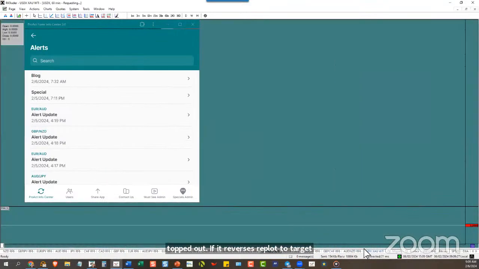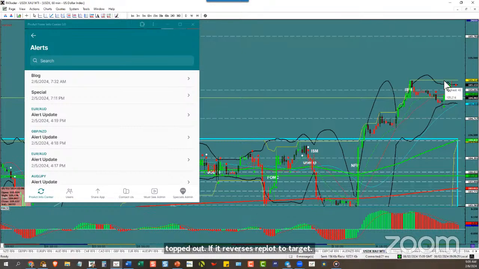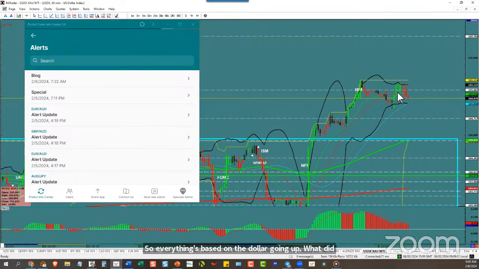What did the dollar do last night? All right, it went down and up. So there you go. Now it's coming down. Looking more and more like it's going to come down. So the first one that went, and the only one of these alerts that went, was the Euro New Zealand. Excuse me, Euro Aussie.